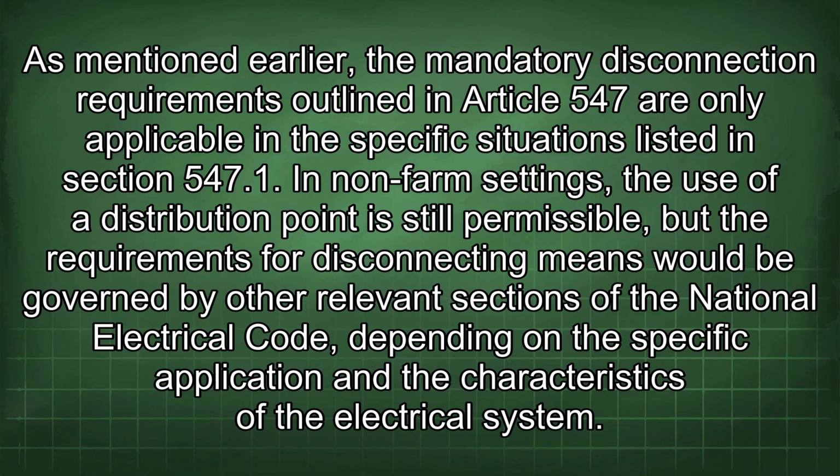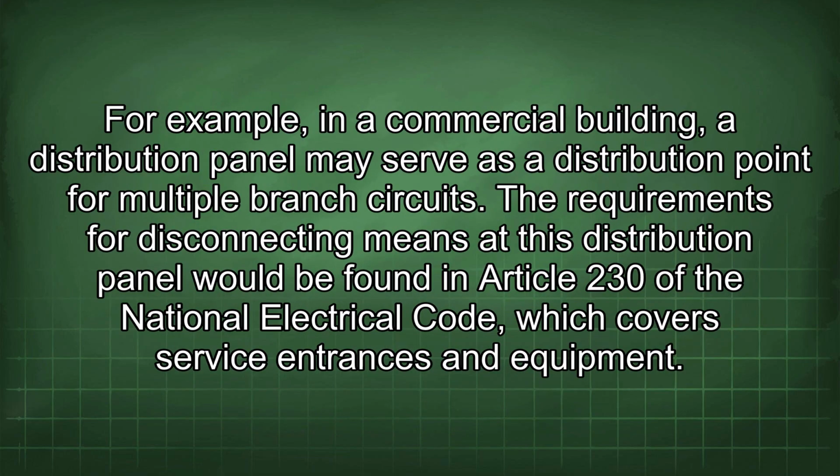Section 547.1. In non-farm settings, the use of a distribution point is still permissible, but the requirements for disconnecting means would be governed by other relevant sections of the National Electrical Code, depending on the specific application and the characteristics of the electrical system. For example, in a commercial building, a distribution panel may serve as a distribution point for multiple branch circuits. The requirements for disconnecting means of this distribution panel will be found in Article 230 of the National Electrical Code, which covers service entrances and equipment.